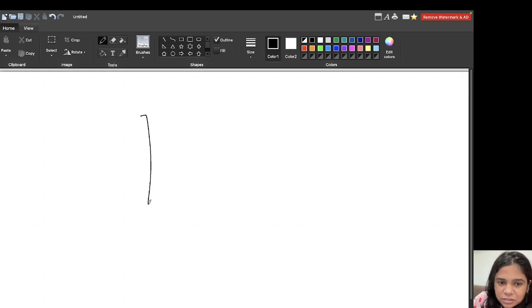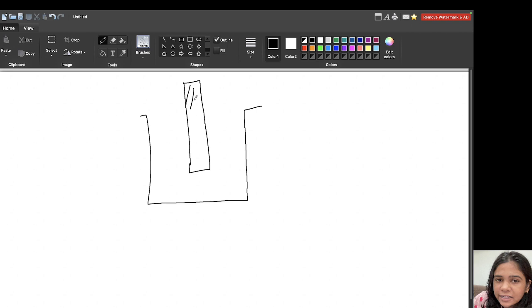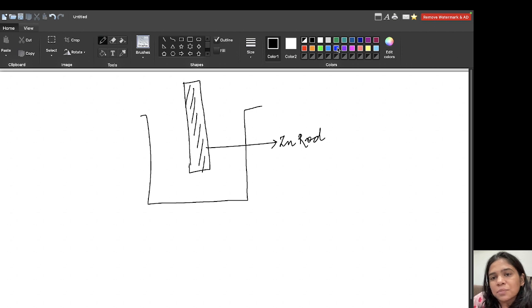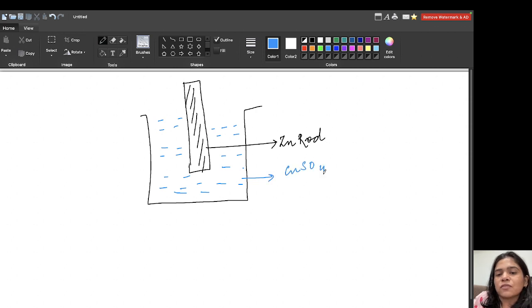The chemist just took a zinc rod or a zinc electrode and dipped it in a CuSO4 solution. This is my zinc rod, okay? And the zinc rod was dipped in a copper sulfate solution. Now this copper sulfate solution, you must know that it's blue in color, right? So the zinc rod was dipped in a blue copper sulfate solution.